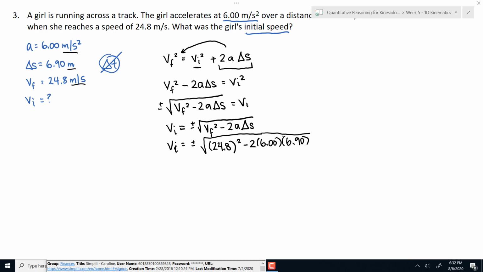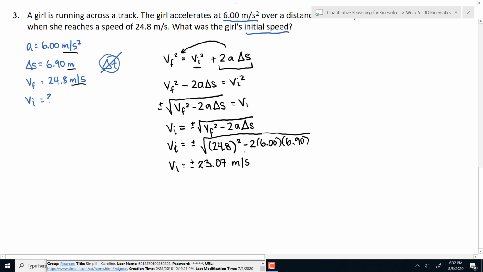So now I'm just typing this on my calculator: the square root of 24.8 squared minus 2 times 6.00 times 6.90. And I get v initial is equal to plus or minus 23.07. And the units for that would be meters per second.